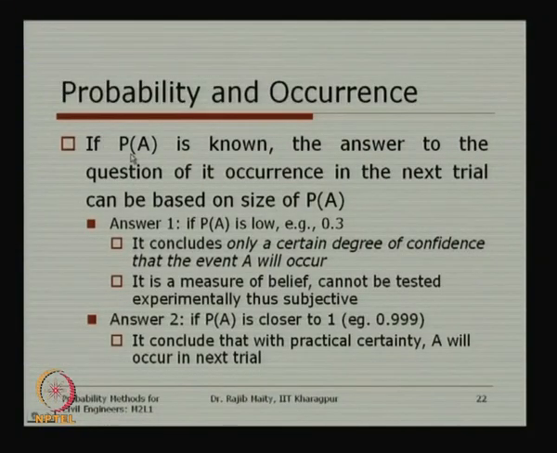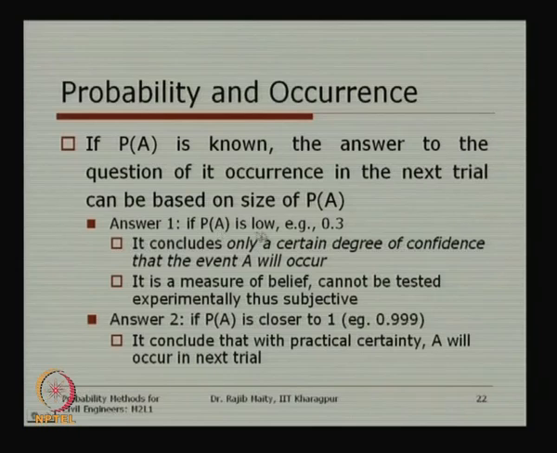So if PA is known, PA meaning the probability of a particular event, the question is whether its occurrence in the next trial can be based on the size of PA. So now this size of PA matters here.